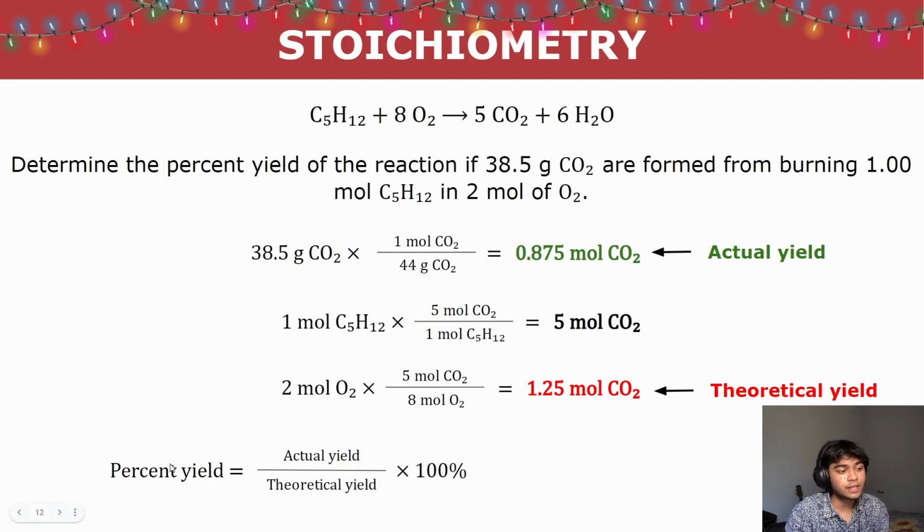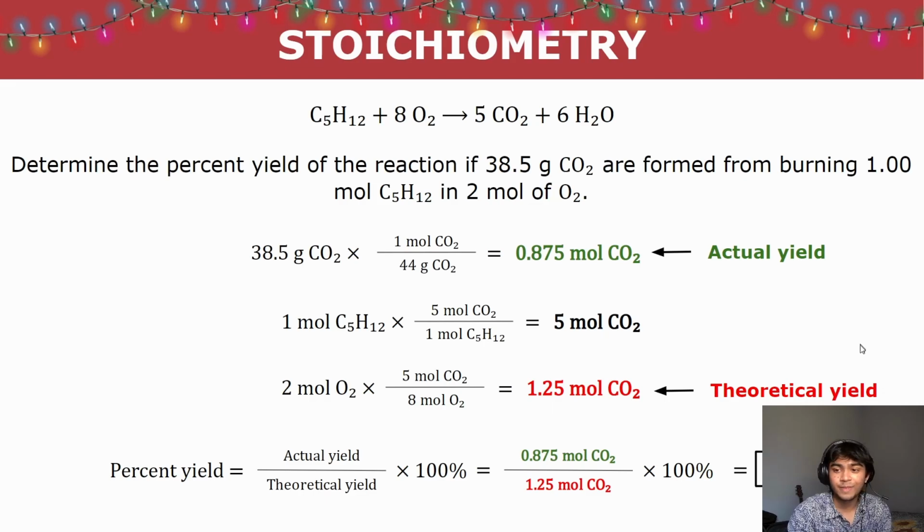So remember, percent yield was just actual yield over theoretical yield times 100%. So that's 0.875 moles of carbon dioxide divided by 1.25 moles of carbon dioxide times 100%, and that comes out to 70% yield. You have 70% efficiency. Not bad. So that's how you calculate percent yield.